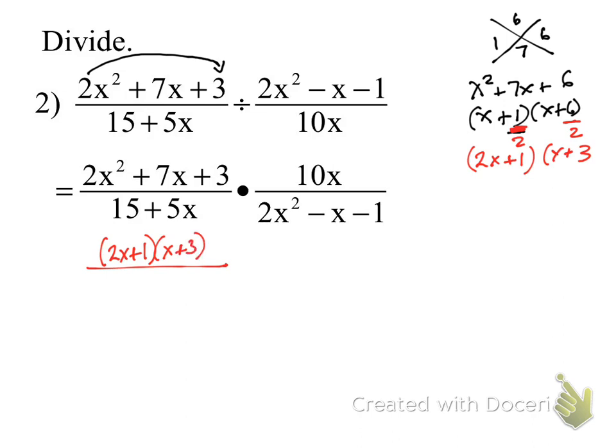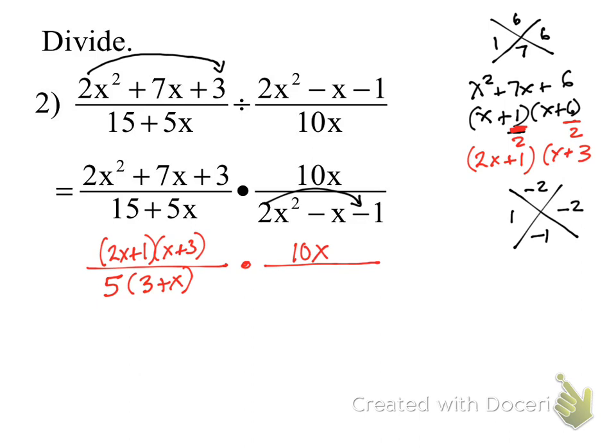And then what can we factor in the denominator? You can divide by 5. We're going to factor out the 5. And what am I left with? 3 plus x. That's interesting. Okay, and now in the new denominator, on top we have the 10x, and on the bottom we have more lead coefficient factoring. So what multiplies to -2 and adds to -1? -2 and 1, and so x squared minus x minus 2 is x plus 1 times x minus 2.